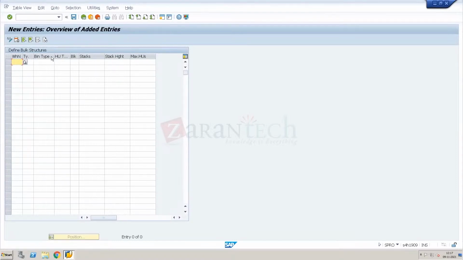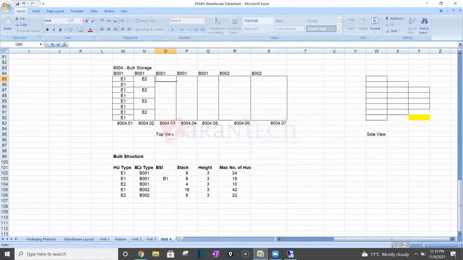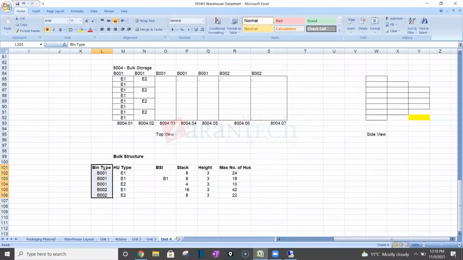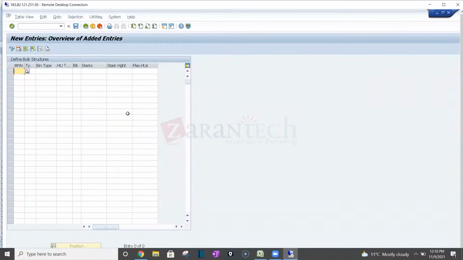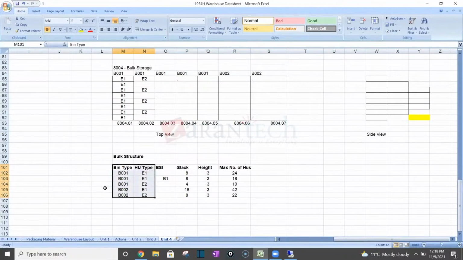Warehouse, HU type, bin type. First is bin type, then HU type. I'll swap these fields. Bin type, HU type, standard. Now let me enter the warehouse also here and the storage type, 8004. Just copy paste it. It's easy for me.